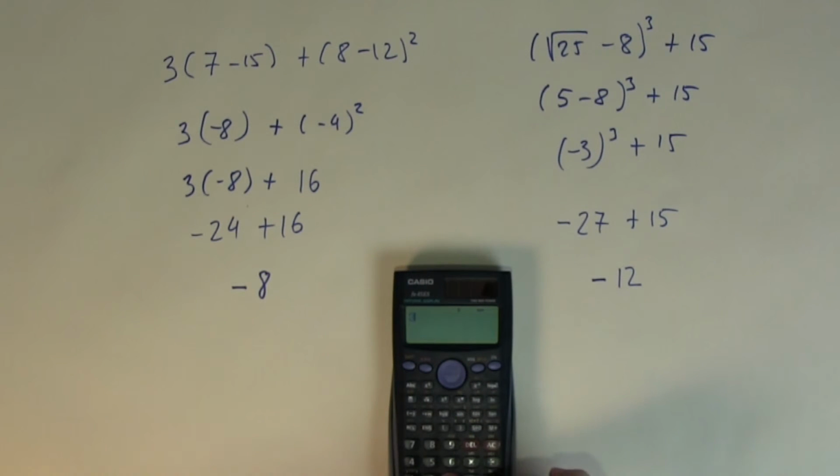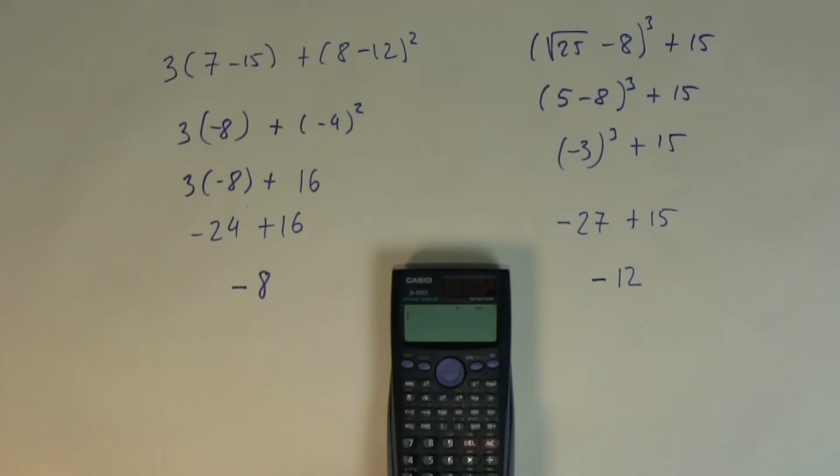So 3, bracket open, 7 minus 15, bracket closed, plus, next bracket open, 8 minus 12, bracket closed, square, hit equals, and we get the answer minus 8. Quite a bit faster. The second example was very similar.